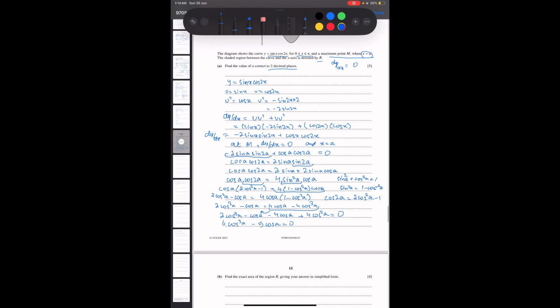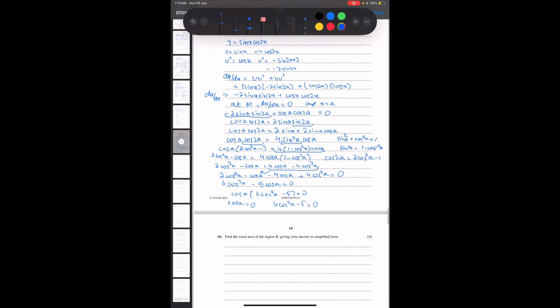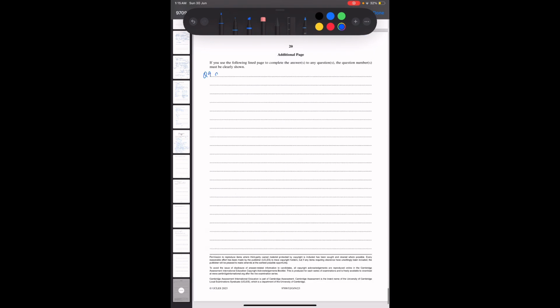Now from here I can take cos a common. So cos a taken common, now I have 6 cos squared a minus 5 is equal to 0. So the product of two terms is equal to 0, that means either term is equal to 0. So cos a is equal to 0 and 6 cos squared a minus 5 is equal to 0. Now I'll continue on the additional page. So it's question number 9 part A. We have cos a is equal to 0 and we have 6 cos squared a minus 5 equals 0.